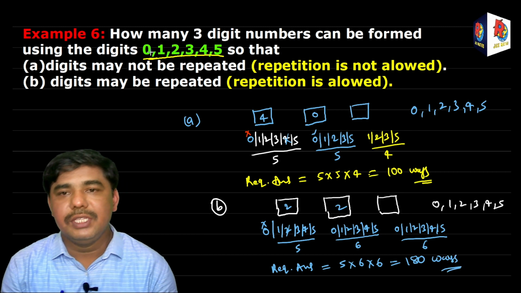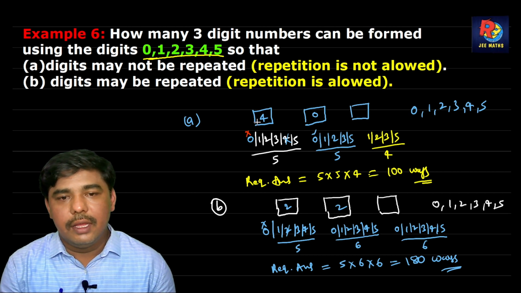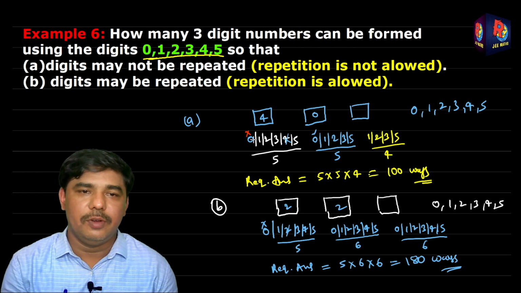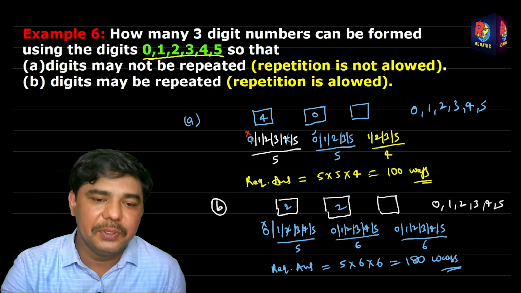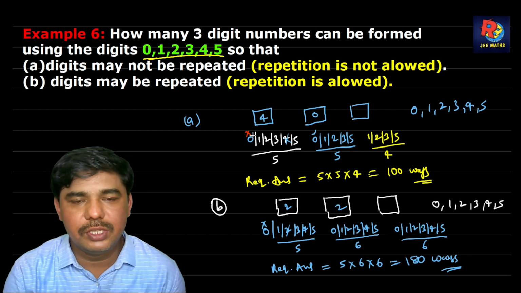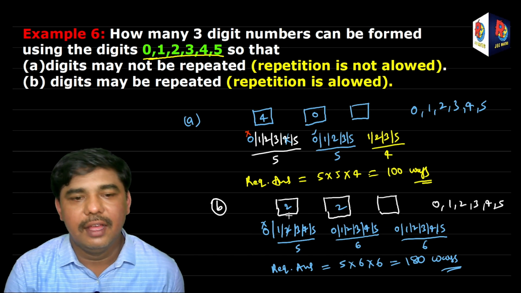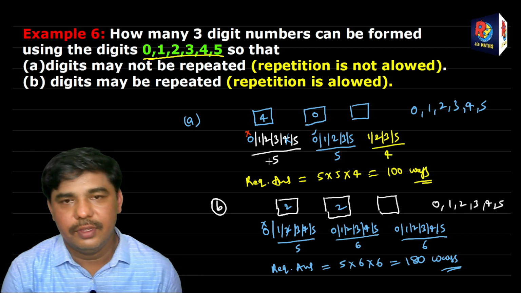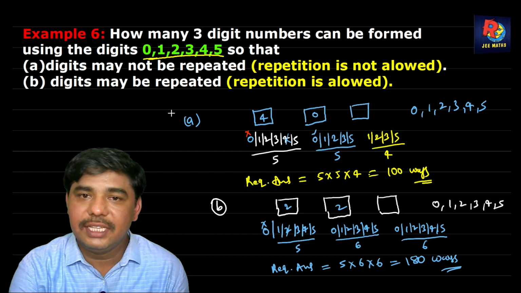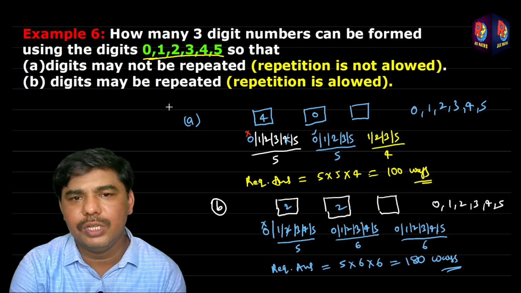Like this, when 0 is given, you need to remember, if it is a 3-digit number, the first digit should not be 0. If it is 0, then it will be converted into a 2-digit number. That's why we compulsorily need to take a non-zero digit only in the 100s place. Now, this way we can find out 3-digit numbers, 4-digit numbers, 5-digit numbers, any number they give, no issue about this one.